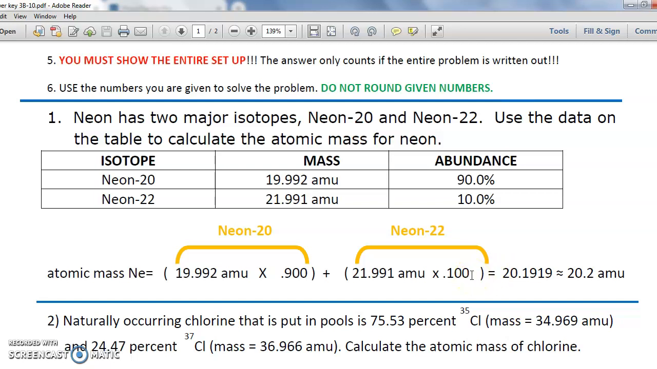Now, how do we know where to round the answer to? We look to see which number in the calculations had the fewest numbers. This one has 3 numbers, 0.100, that's 3 numbers. 0.900 is 3 numbers. So we round our answer to 3 numbers. 20.1919, that 9 would round that up to 20.2.